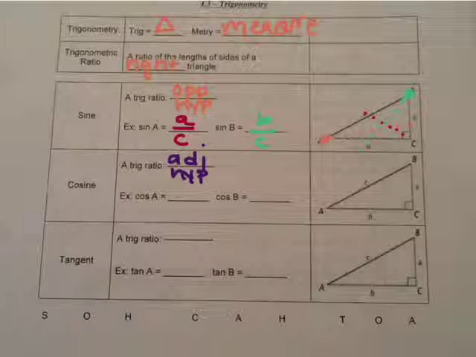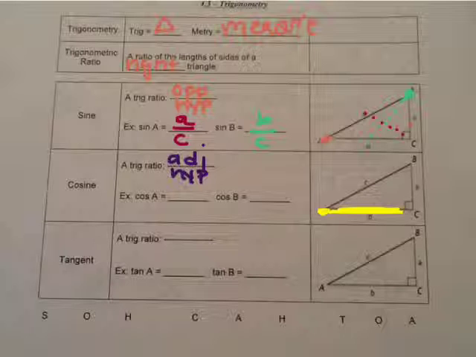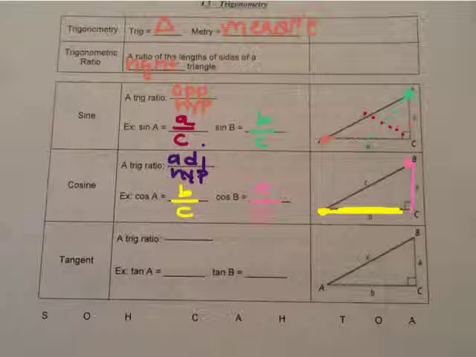So we look at an example here for the cosine of A. Again, here's angle A. It's the side adjacent to it, the side that's touching that angle but it's not the hypotenuse. So it's b over the hypotenuse, which again is c. For the cosine of B, again, here's angle B. It's the side that's touching it that's not the hypotenuse, so it would be a over the hypotenuse, which is c.